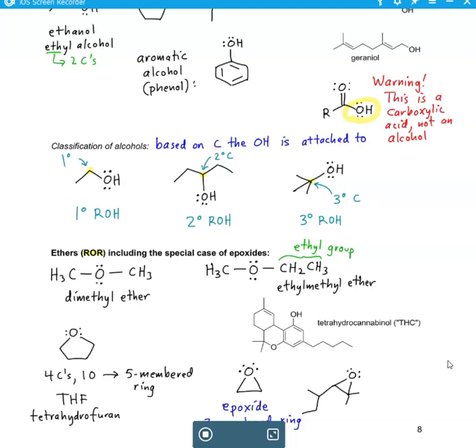And then directly above it, the pre-printed structure is THC, which is the psychoactive component of marijuana. And right through here is the ether functional group in THC. Notice that THC also includes an aromatic alcohol, or a phenol. And finally, an alkene.